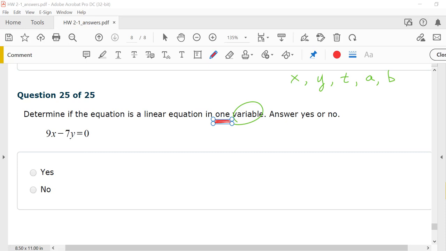If I look at 9x minus 7y equals 0, do you see one variable or do you see two? I see an x and a y. So the question says, determine if it's a linear equation in one variable. The answer is no.